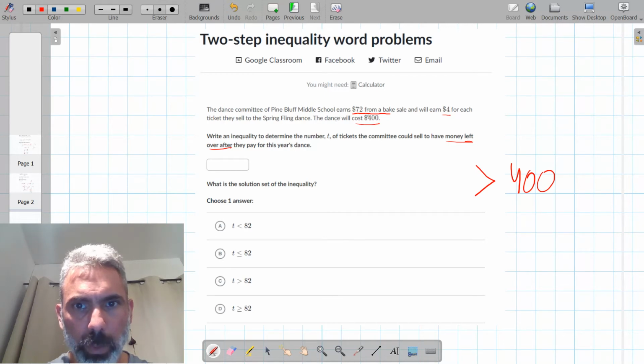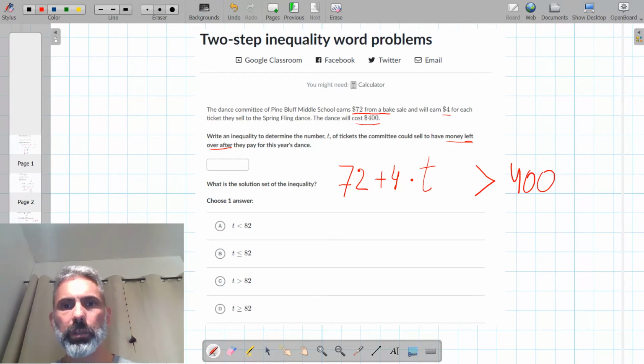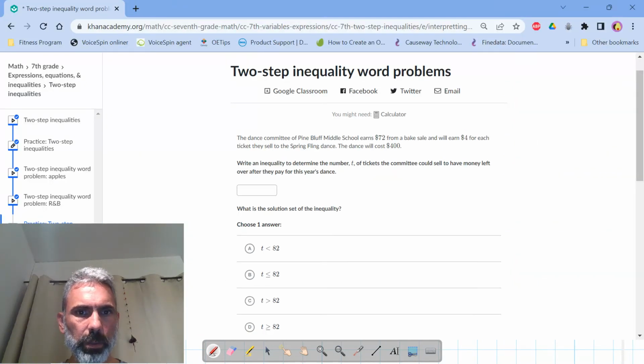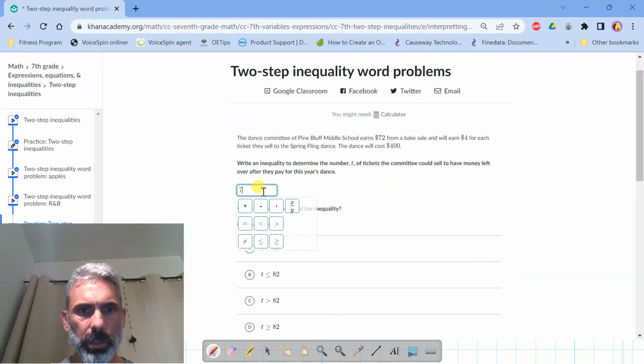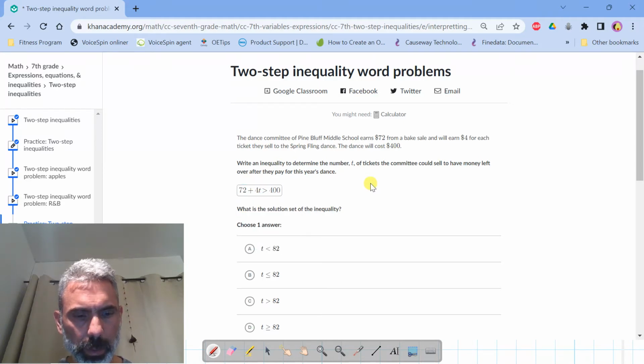Okay, so to begin with, they earn $72 from the bake sale, plus $4 for each ticket, times T, which is the number of tickets. Okay, so this is the inequality. 72 plus 4 times T has to be greater than $400. So this is the inequality.